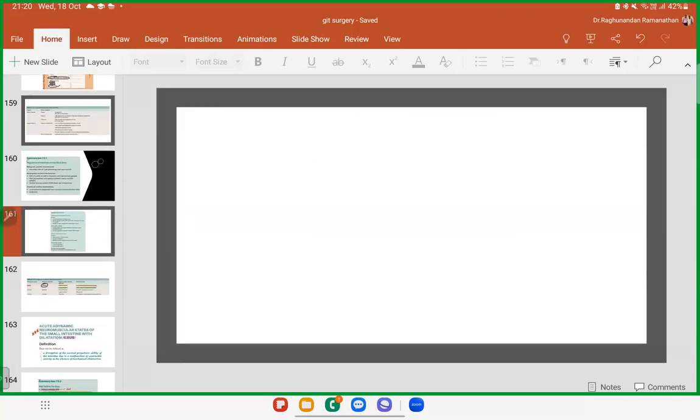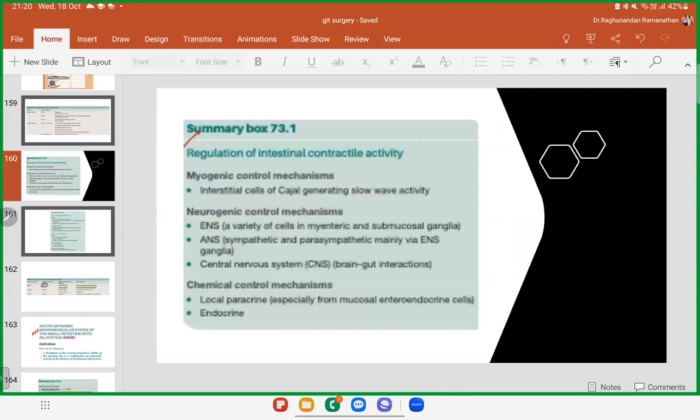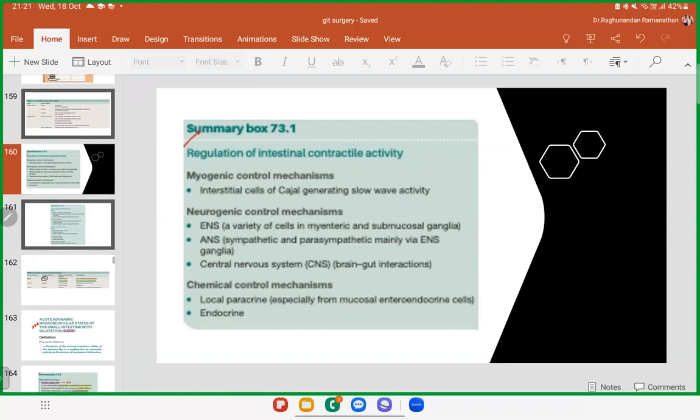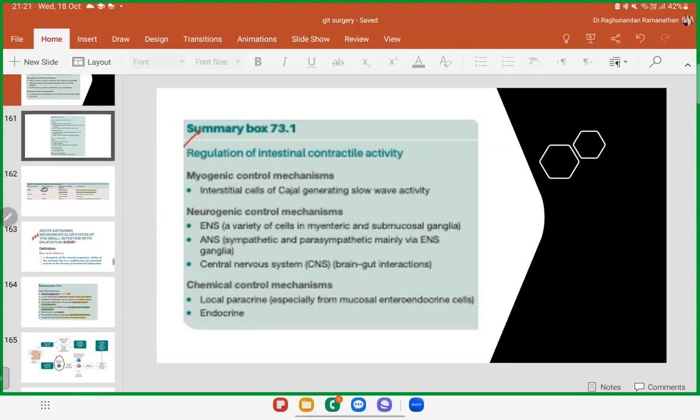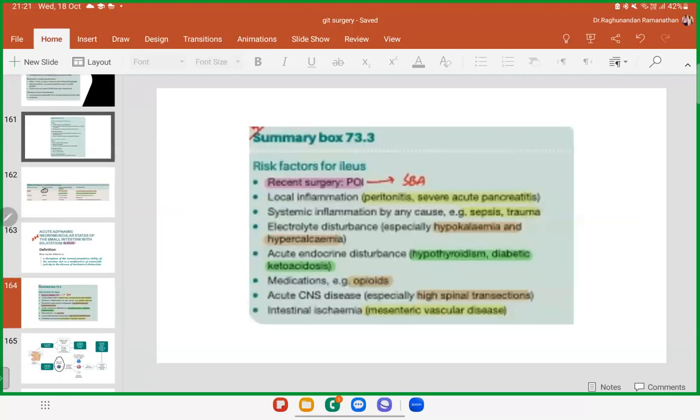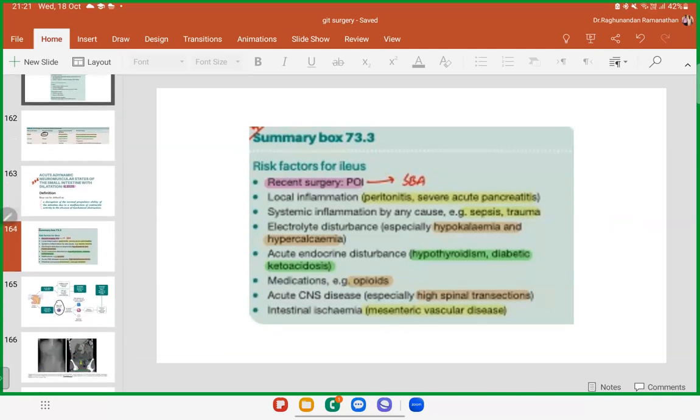You have to understand that the contraction of your intestine is controlled by the interstitial cells of Cajal, then neurogenic control by the ANS and CNS, then chemical control by local paracrine action. The risk factors of ileus include any recent surgery, local inflammation like peritonitis, severe acute pancreatitis, electrolyte disturbances like hypokalemia or hypercalcemia, acute endocrine disturbances like hypothyroidism, diabetic ketoacidosis, and opioid medications.